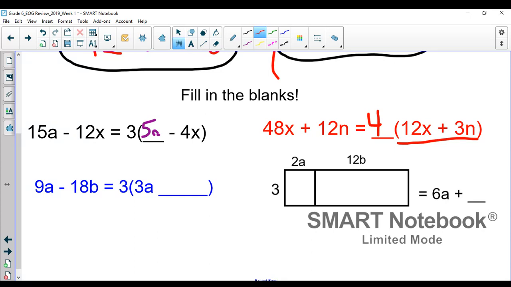Same idea down here on the blue. 9a minus 18b equals 3. 3 times 3a is 9a. 3 times minus 6b is going to give us minus 18b. And the last one, 3 times 2a is 6a. 3 times 12b is 36b. And these four examples are really the tough ones.